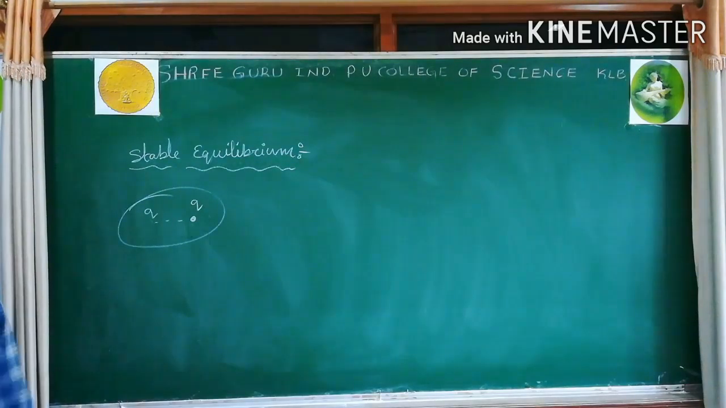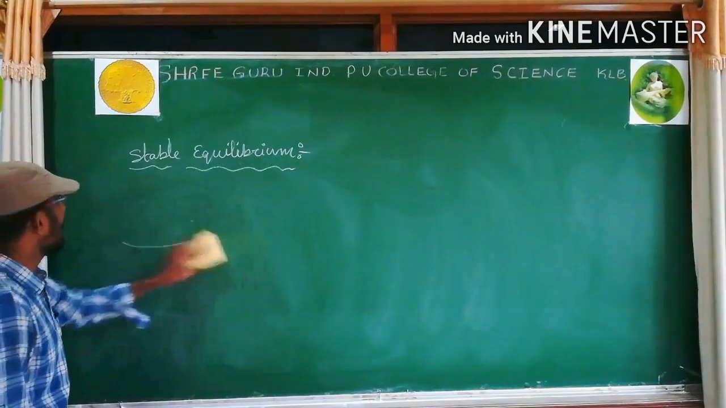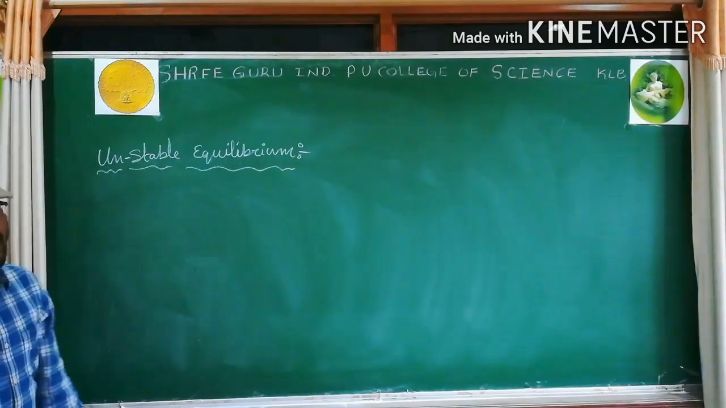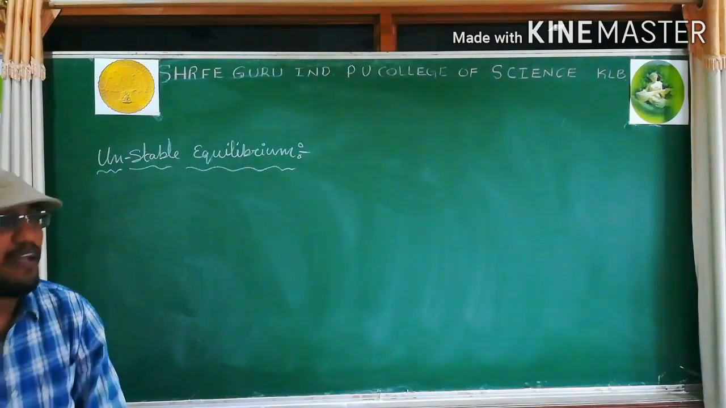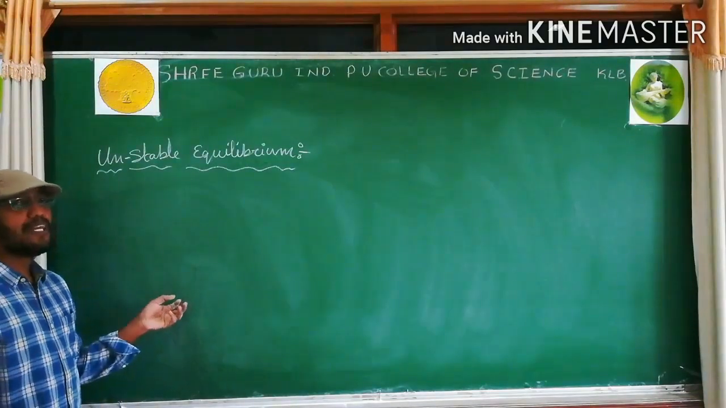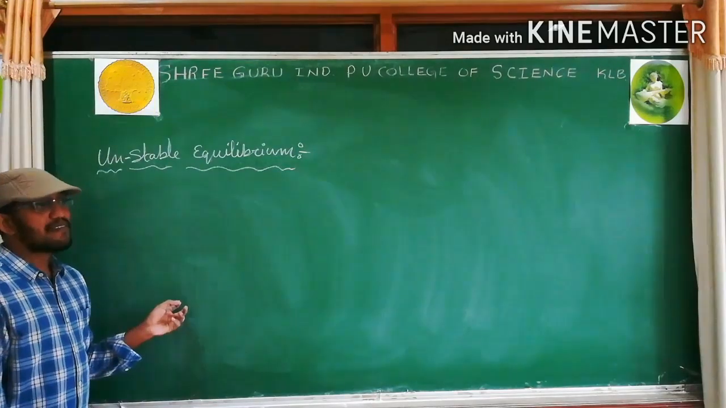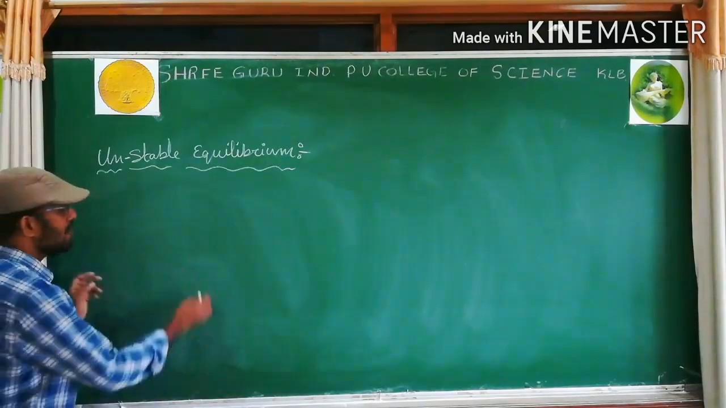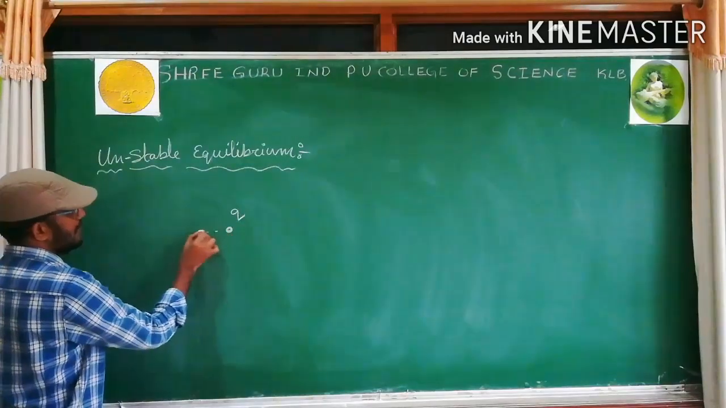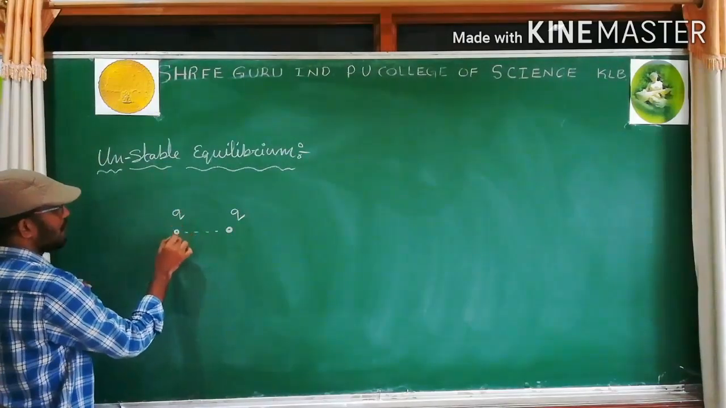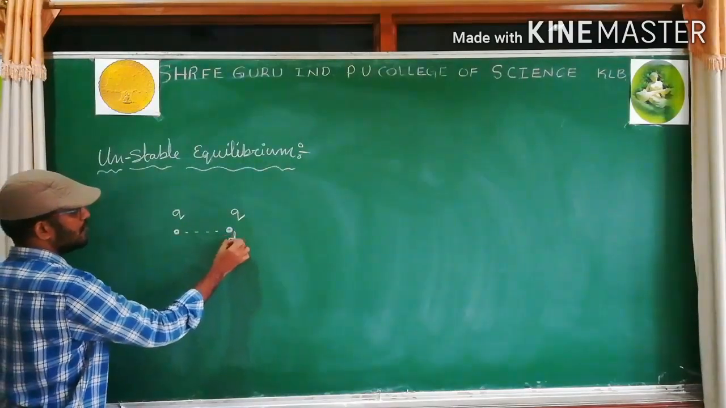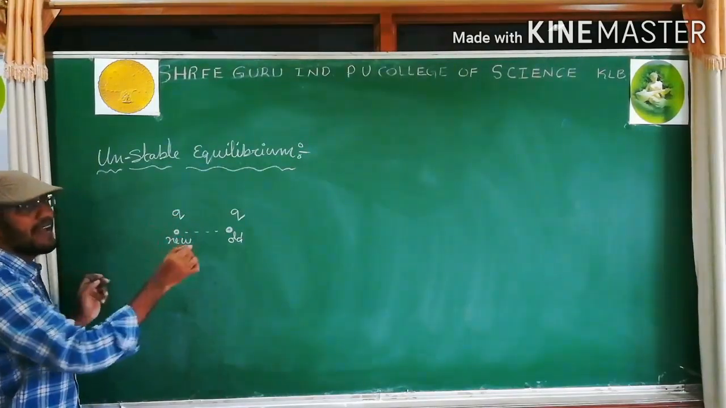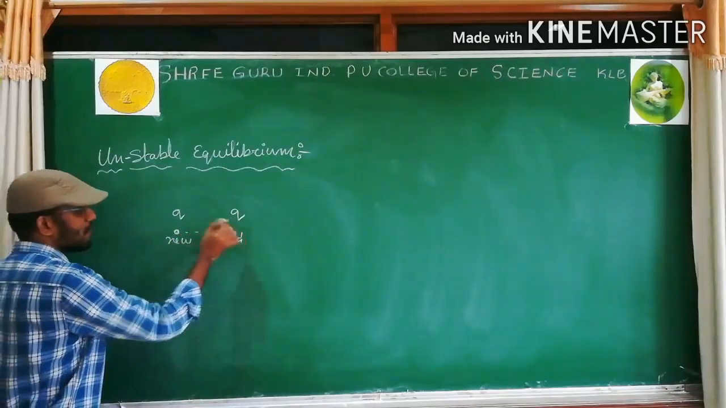Next, unstable equilibrium. Unstable equilibrium means quite the opposite. A point charge is said to be in unstable equilibrium if it doesn't have any tendency to retain its original position when it is disturbed. For example, here I have taken Q, and it got disturbed to this point. The new position is this one, this is the old position and this is the new position. And this point charge does not have any tendency to retain its original position.